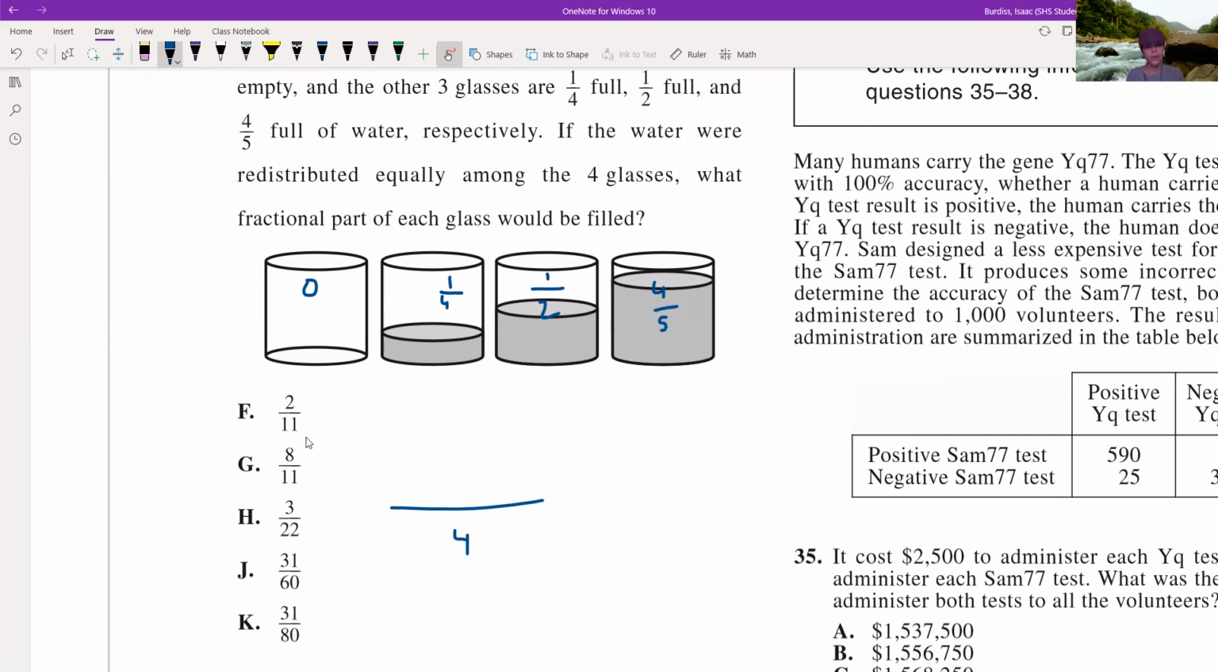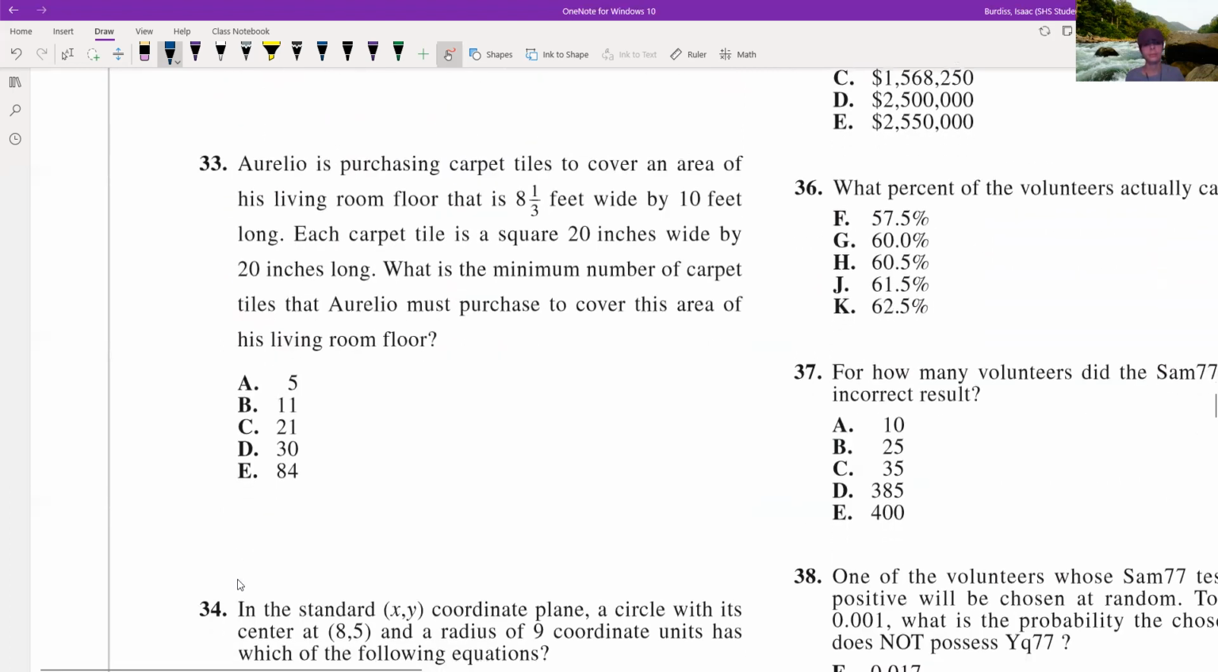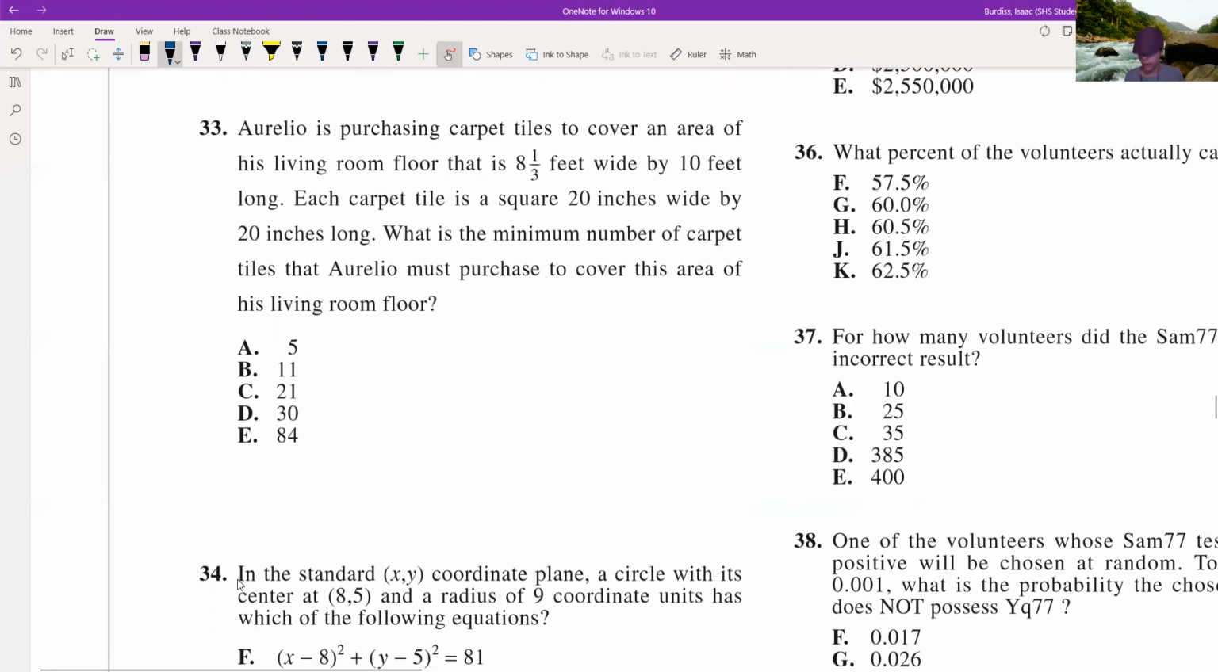So you just have to add all these 4 numbers. And once you do that, making a common denominator, that would be 5/20 plus 10/20 plus 16/20, which is 15, 16, 31/20 divided by 4, which is 31/80. Okay.